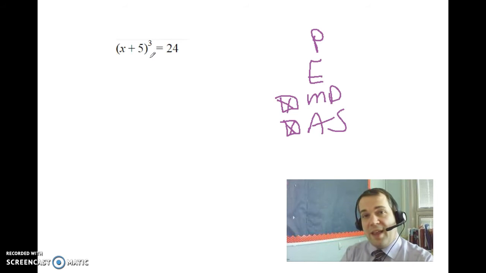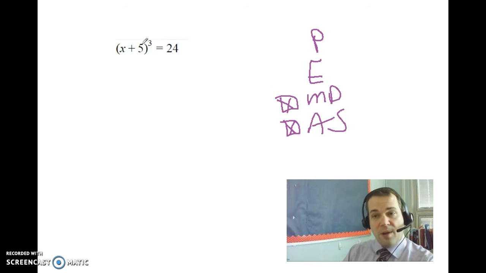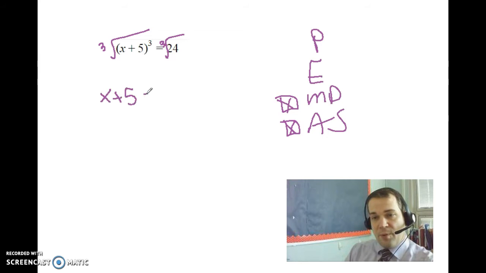And the way you cancel out an exponent is with an equally powerful root. Since this is a third power, I will use a third root on both sides. On the left side, the root and the power cancel, leaving x plus 5, and the right side becomes the cube root of 24.